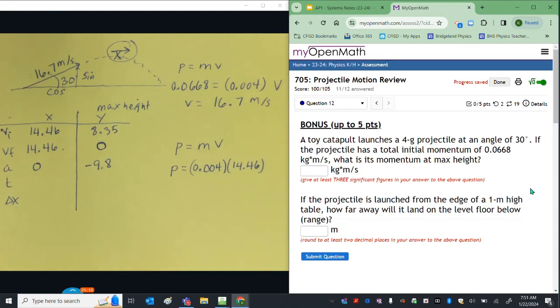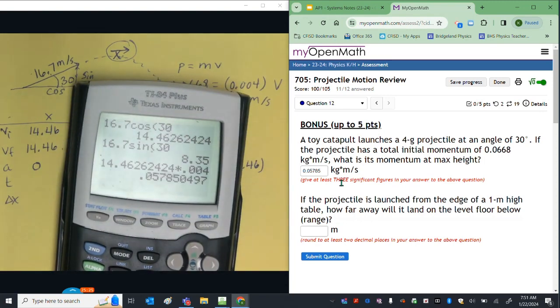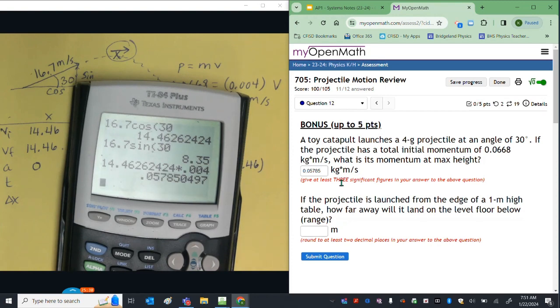And we get a momentum of 0.05785. I'm putting several decimals. It says you need at least 3 significant figures. Those do have to be 3 correctly rounded significant figures. So if you wanted to, you could type 0.0579, or you can type more digits. Just make sure you round correctly.